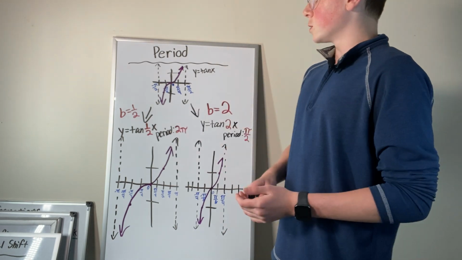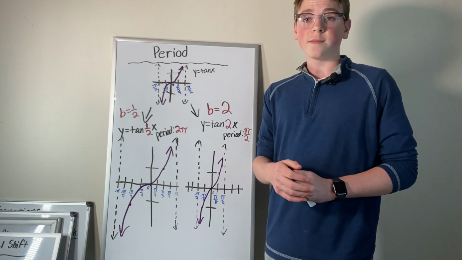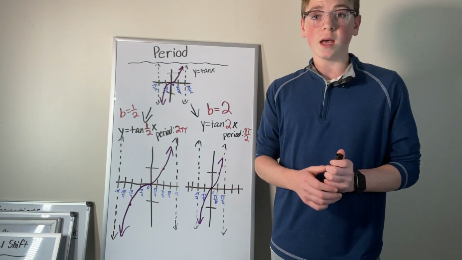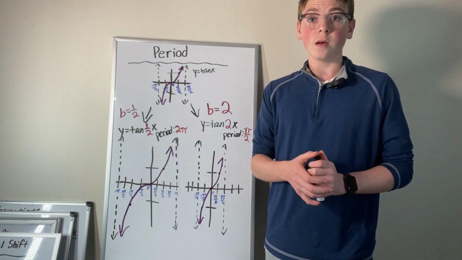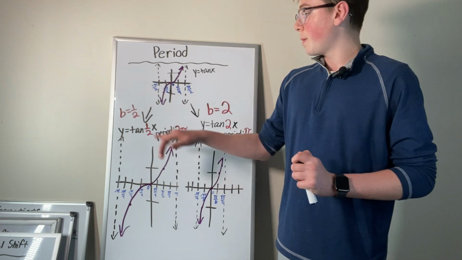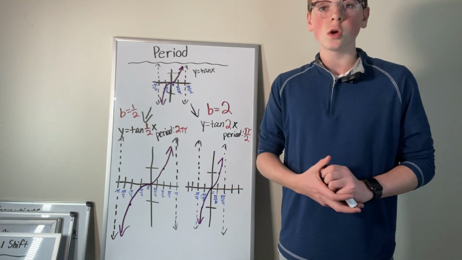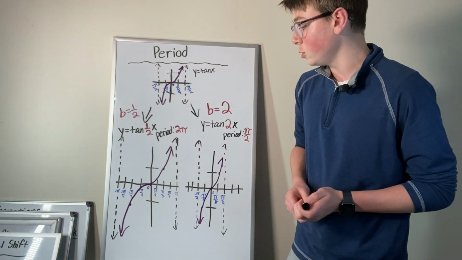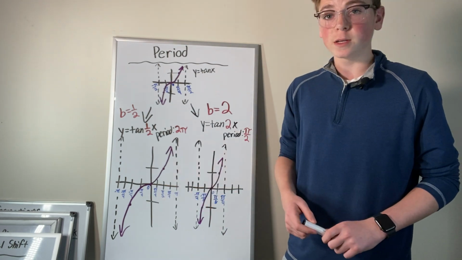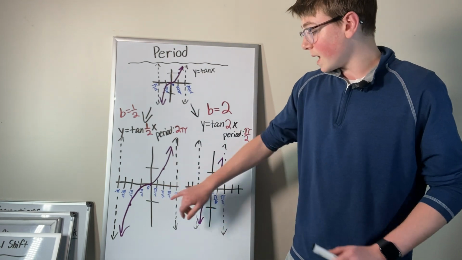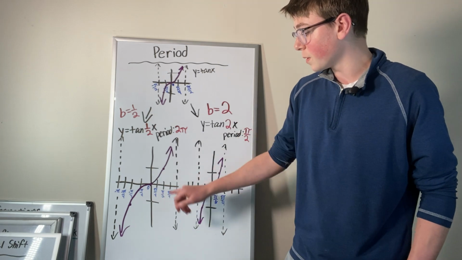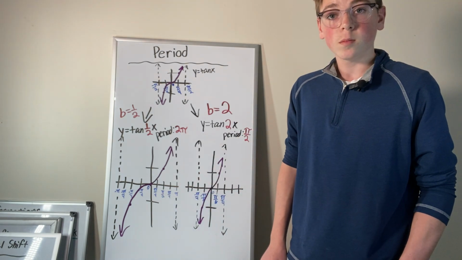So if we say b equals 1/2, then we have y equals tangent 1/2 of x. Remember, our period formula is pi divided by b. So pi divided by 1/2 is 2 pi. So our period is now 2 pi. We keep the point 0, 0, but instead of going to pi over 4, comma 1, we go over to pi over 2, comma 1.